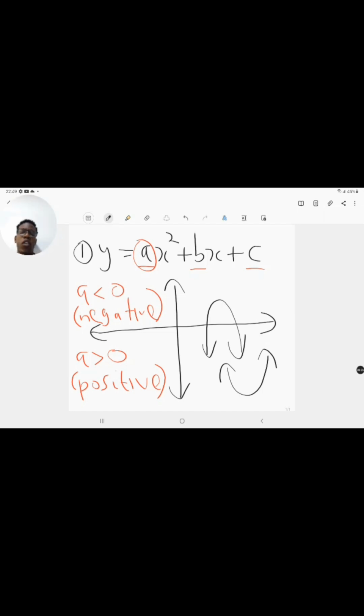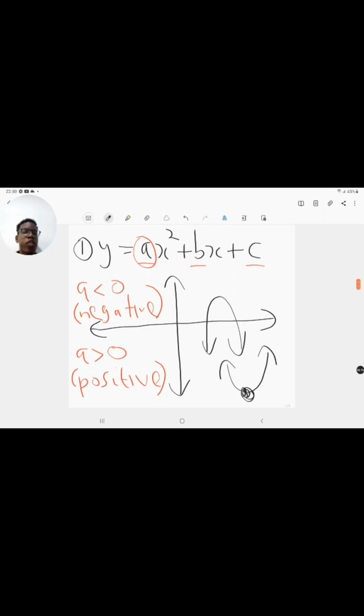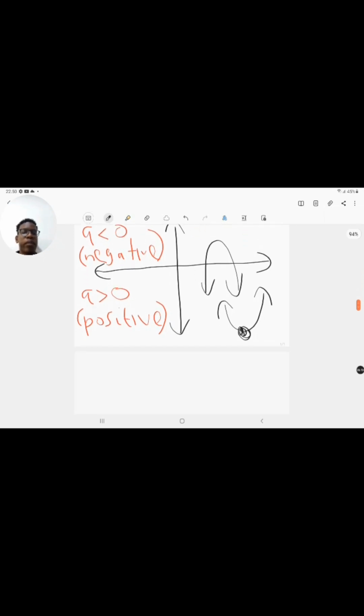You've got a smiley face. Your graph has a local minimum. It has a minimum, and your graph goes up. Okay, so that's what A means. Now let me just give you a couple of examples before I move on to B and C.